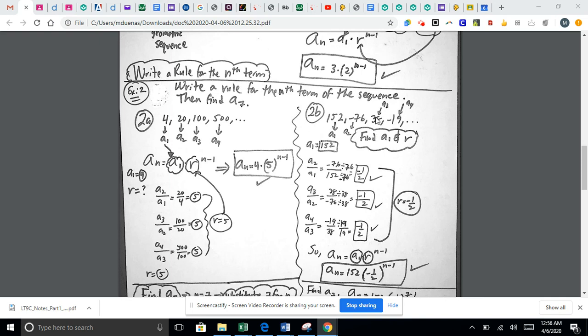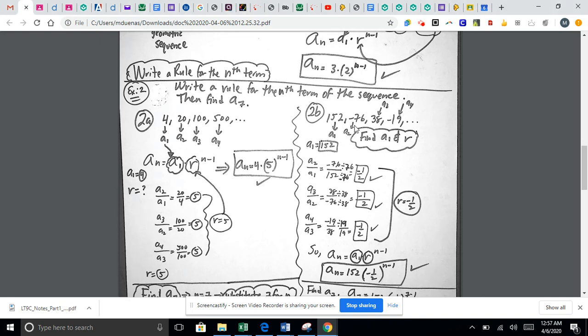2B is right here. Notice it's a different sequence now. It's 152. Then it goes to negative 76. Then continues to 38. And finally, it goes to negative 19 before it continuing on forever with the same pattern. So notice what I did here. In order for us to find the general rule of the nth term of the sequence, we need to figure out two things again. We need A sub 1, and we need to figure out the common ratio R. I already labeled A sub 1 here, so I wrote it down. A sub 1 is 152.